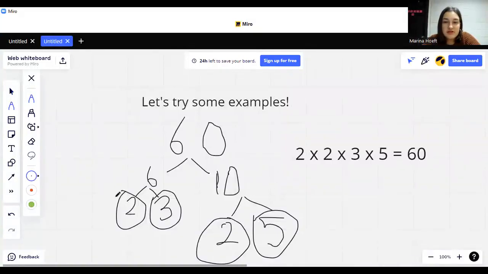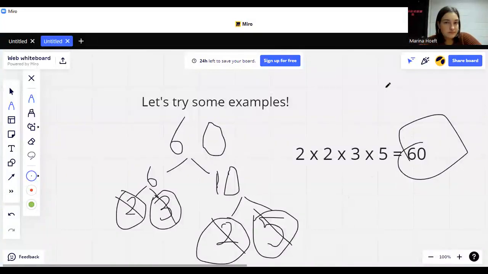Now, if I wanted to, I could have also done this: 2, get rid of the 1, 2 times 3 times 5. Now, it's important to go from least to greatest because that's just going to help you stay organized overall, right? And we have to have every single number or else the numbers wouldn't be the same. Because if we did 3 times 5, that would just be 15. And 15 is definitely not the same as 60, right? So this is the prime factorization for the number 60.